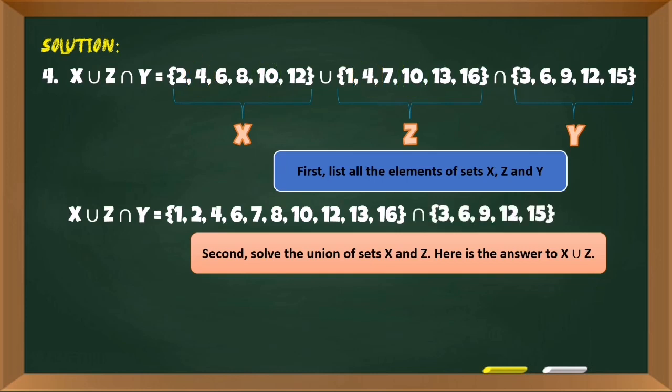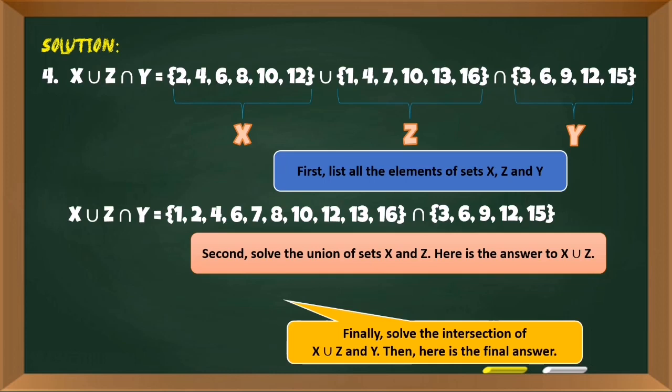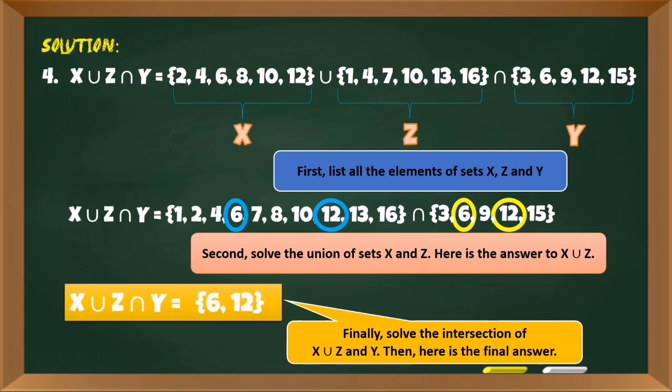Let's write the remaining equation. Finally, solve for the intersection of X union Z and Y. Then here is the final answer. The elements common to X union Z and Y are 6 and 12. Therefore, X union Z intersection Y is equal to the set that contains 6 and 12.